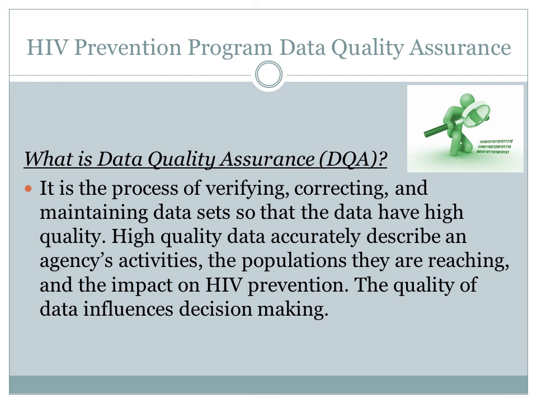So our data quality assurance process, which we sometimes just call the DQA process, is basically our way of verifying, correcting, and maintaining our data set within Evaluation Web so that our data have high quality, because that helps to describe, as Erin talked briefly about, the activities that are happening, the populations that are being reached, and then the impact on HIV prevention within our state. And the quality of that data does influence decision making.